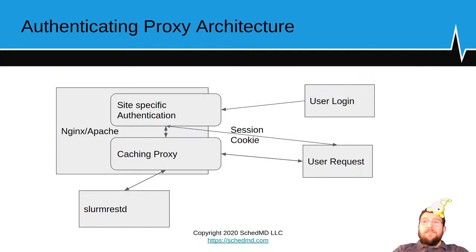Here's an example setup of an authenticating proxy that could be used with Slurm REST. The user will log into the proxy and receive session cookies. Every user request will include a session cookie, and the proxy will then pass the request to Slurm REST for processing. This will allow a site to control access independently of Slurm REST API, potentially with an already existing system for authentication.